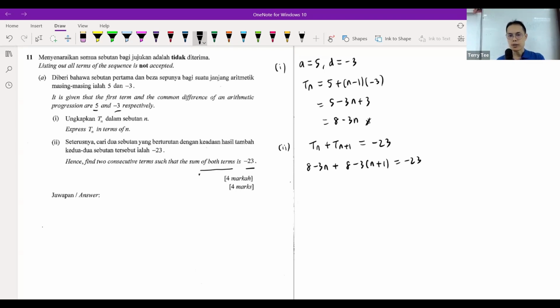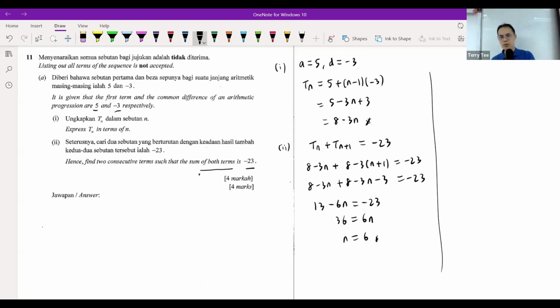So let's put them together. This is 8 minus 3n plus 8 minus 3n minus 3 equals negative 23. 8 plus 8 is 16. 16 minus 3 is 13. You minus 6n, you get negative 23. So 23 bring to the left. 13 plus 23 is 36. 6n bring to the right. Your n is just 6.